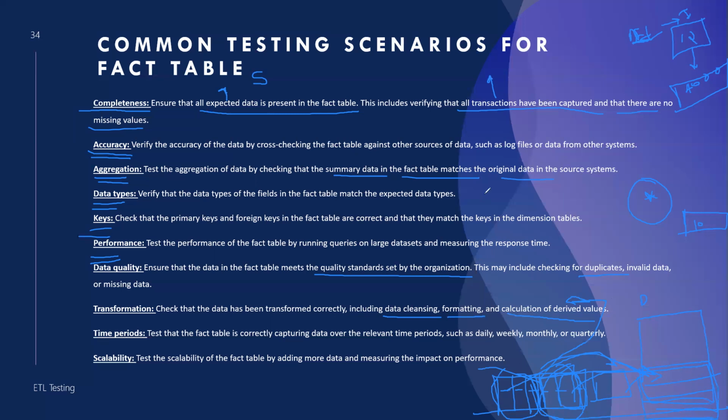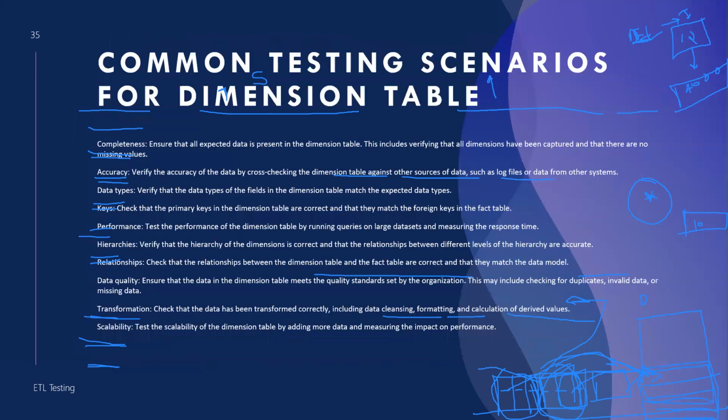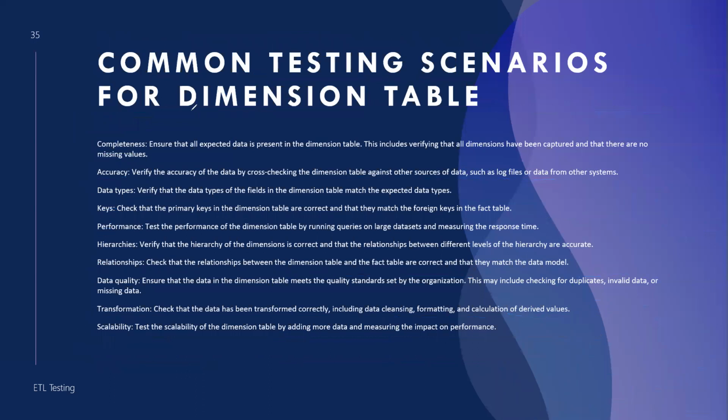So that's all. These are the major things which you need to verify when you are doing your ETL testing. And one more thing apart from this: you can verify some scenarios in the dimension table as well, like completeness. You should see the data is completely present in the dimension table. When I say complete, all the customer records are present and they are matching with the source system.